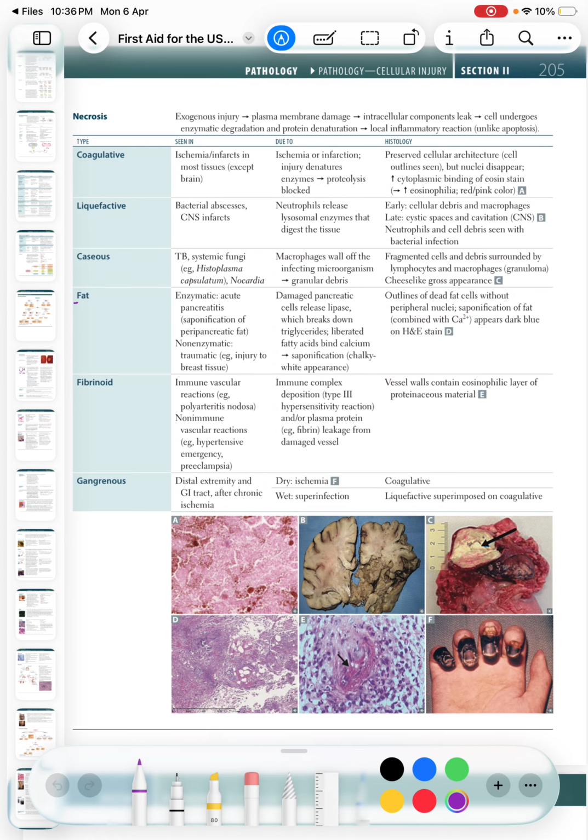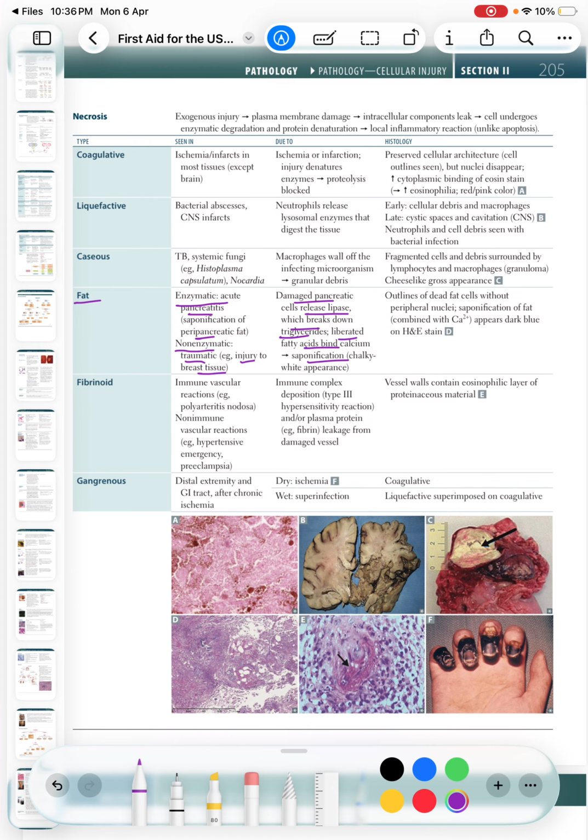Okay, now coming towards fat necrosis. Fat necrosis is seen in enzymatic acute pancreatitis, in which saponification of peripancreatic fat occurs, and in the non-enzymatic type, fat necrosis occurs in cases of trauma, for example, injury to breast tissue, etc. Now, the reason is that damaged pancreatic cells release lipase, which breaks down triglycerides, and liberated fatty acids bind calcium.